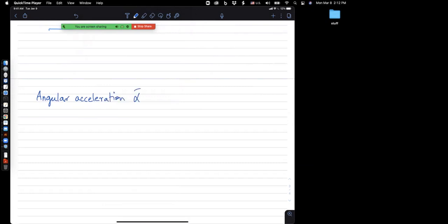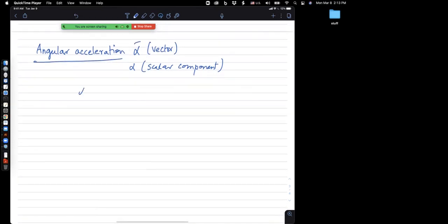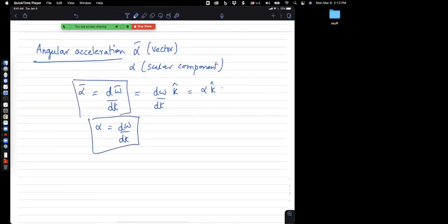Angular acceleration is usually denoted by alpha. If you're using the vector, you use alpha with the bar, and alpha scalar would be the scalar component. It's defined as d omega scalar by dt times k, which is the same as alpha k. So your alpha scalar is d omega scalar by dt, and your alpha vector is d omega vector by dt. Any questions about this?